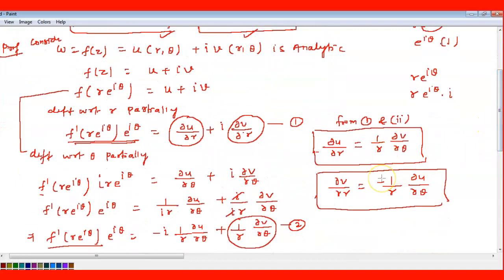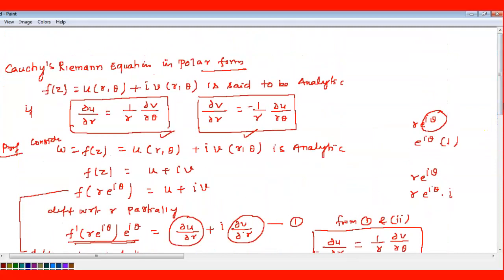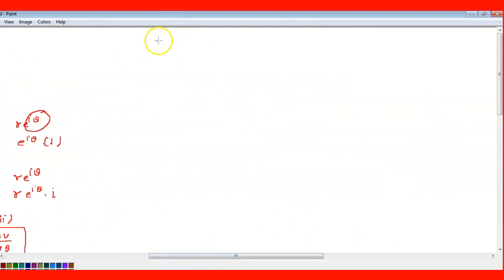Any doubt till here? Okay, so we have derived for the polar form also. Any doubt till here? So, just a quick revision. Quick revision means what we have learned, the Cauchy-Riemann equations. The statement is: f of z is any analytic function, a function of a complex variable, and you find the real part and imaginary part, u and v.